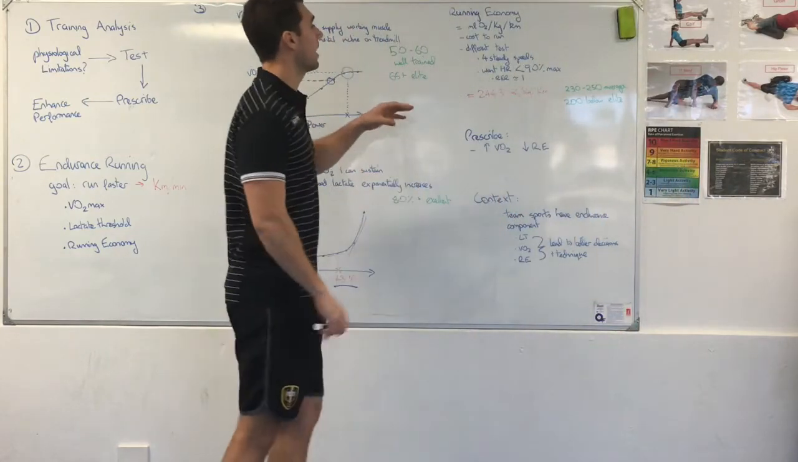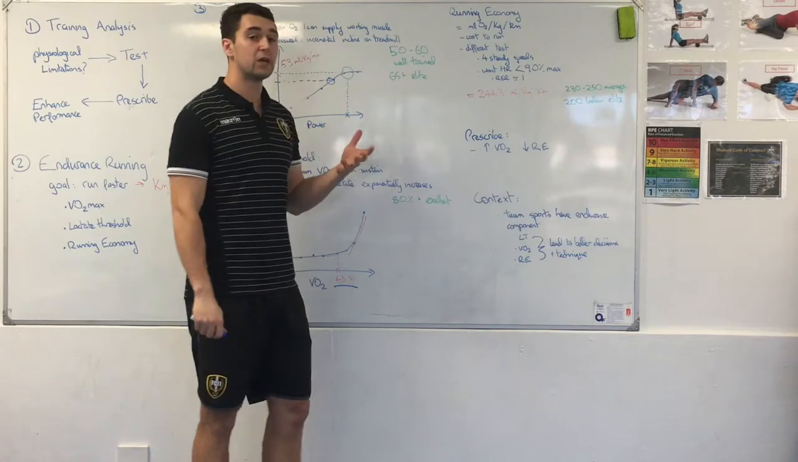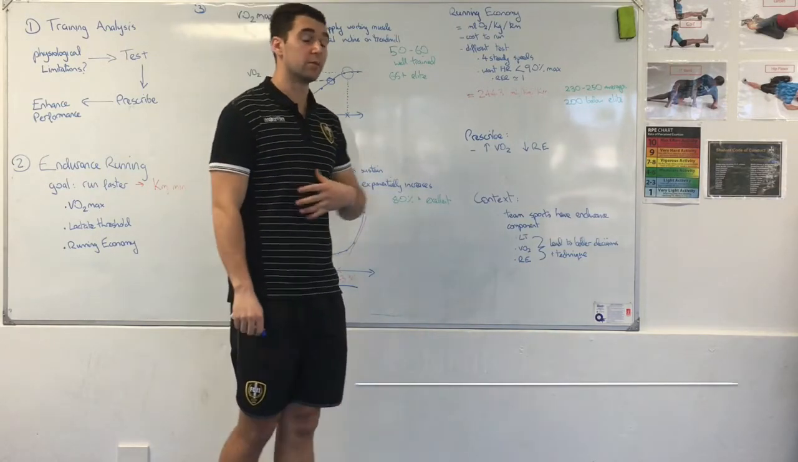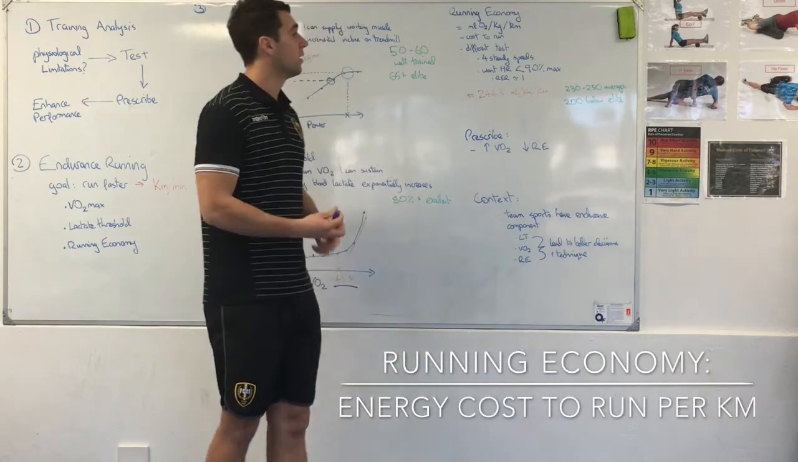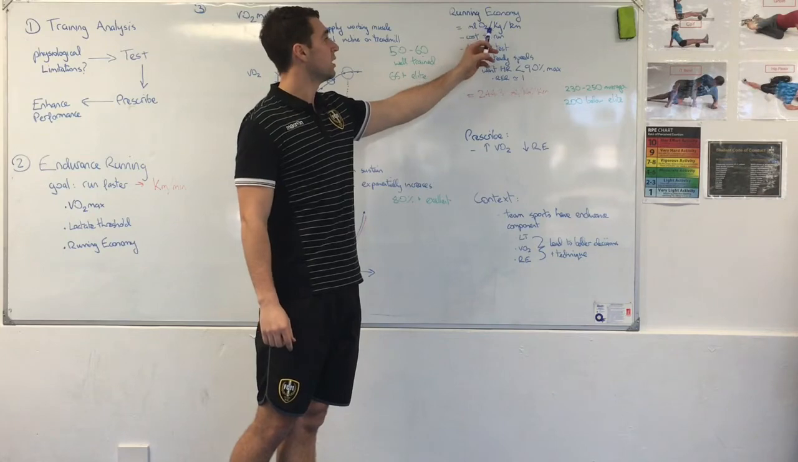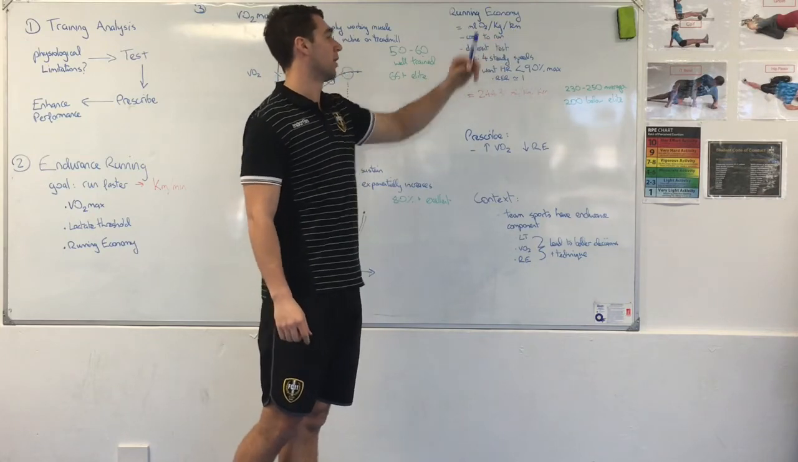The last thing we look at is running economy. Running economy is essentially exactly what it sounds like. It's how efficiently I can move my body over a kilometer, and that is defined as the cost of oxygen, aka energy, per kilogram per kilometer.